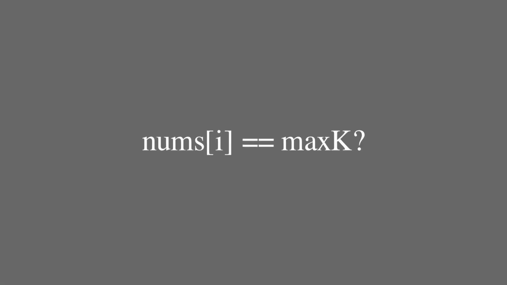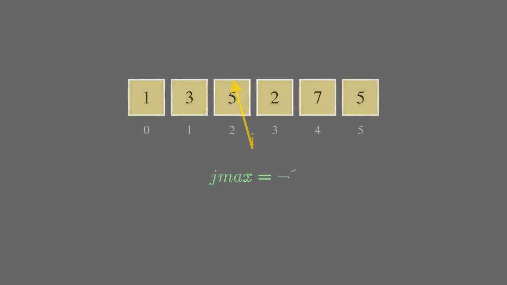Next, is the current number equal to maxK? If yes, update JMax to I. The maximum monarch has arrived. Note the location.